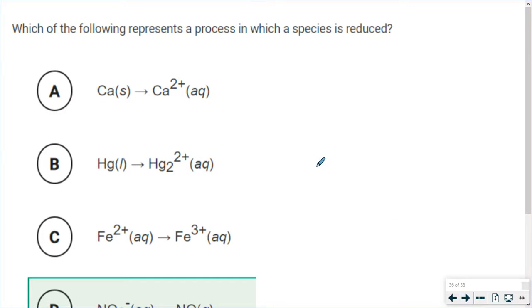A couple concepts. The main concept that you want to review, if you're one of the students who's doing this review, is oxidation reduction. And remember, the best way to remember this is OIL RIG. Oxidation involves loss of electrons, and reduction involves gain of electrons. And so this question, which of the following represents a process in which a species is reduced? You're looking for a species involving gain of electrons.